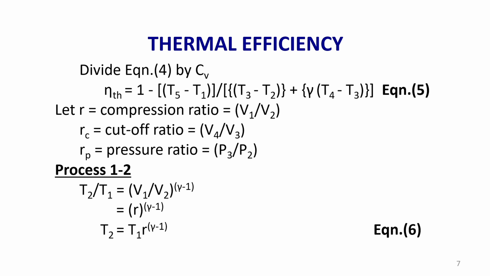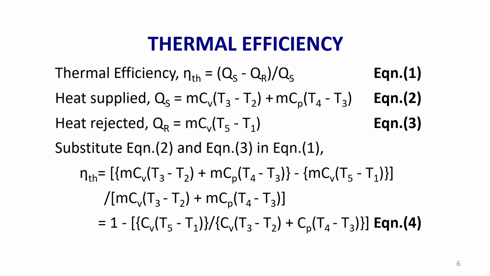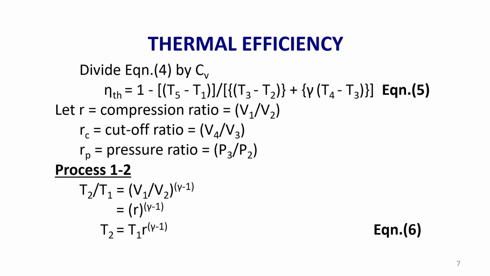Now, let us consider the process 1 to 2. See, in equation number 4, sorry, equation number 5, we have got all the temperatures T1, T2, T3, T4, T5. The difference between equation number 4 and 5 is we have divided by the Cv term. So, the Cv term gets cancelled, only Cp by Cv is gamma. So, we have got 5 temperatures and 1 gamma. Like the efficiency of the diesel cycle, where we expressed T2 in terms of T1, T3 in terms of T1, T4 in terms of T1, so that the term T1 gets cancelled, a similar procedure is to be adopted here also to simplify the air standard efficiency.